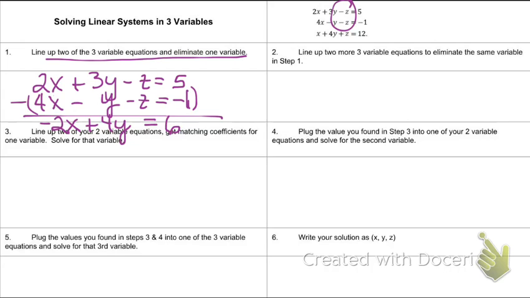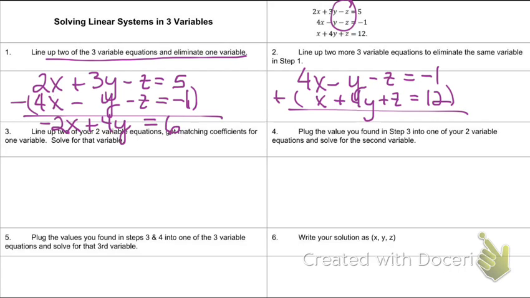Then it says to line up two more three-variable equations to eliminate the same variable in step 1. So I eliminated z, so now I have to eliminate z again. So there will be times where we have to change some of our coefficients to do this, but not this time. Okay, if I look at how they are, the signs are opposite, so I can just add 4x plus x equals 5x. Negative y plus 4y is positive 3y. Negative 1 plus 12 is 11. And I eliminated my z's. So now, line up two of your two variable equations.